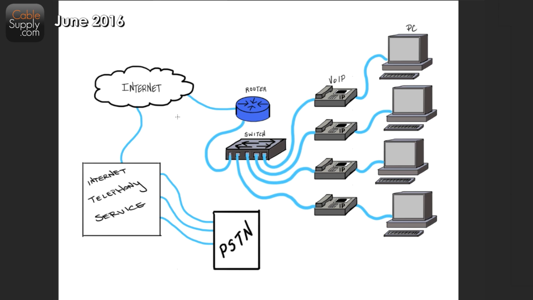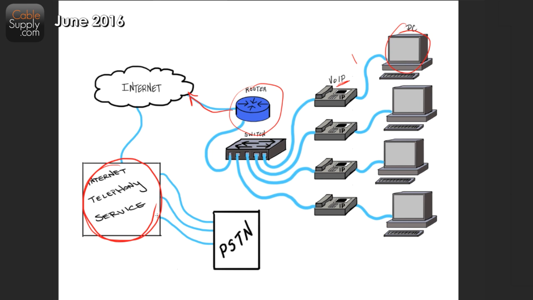Now, if you notice, you still have the PCs and the VoIP phones going to the switch and everything else. And remember, there's a savings there because you only have to pull one cable to the wall, and that's where you plug in your voice over IP telephone. And there's the router, and the router goes right to the internet, as you can see. So what's happening here is you have a company that's going to take over routing your calls to the PSTN, and it's called an internet telephony service.